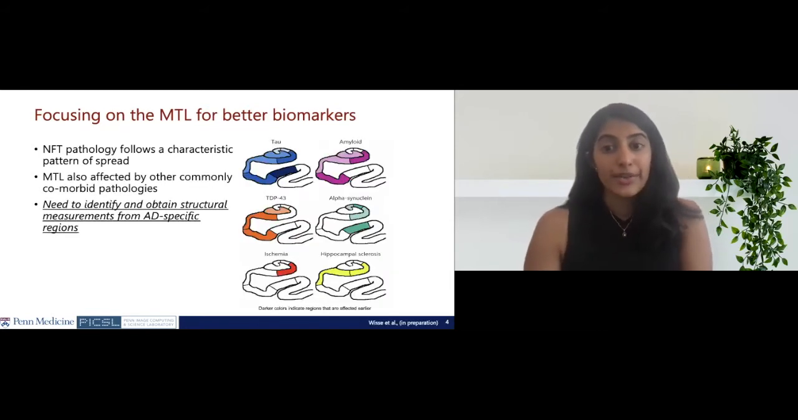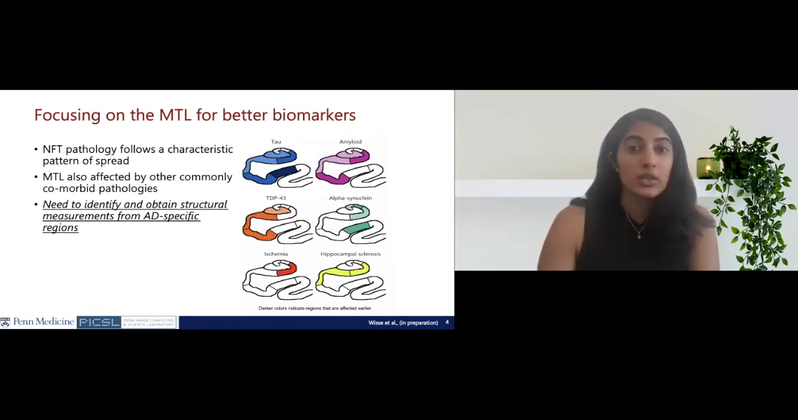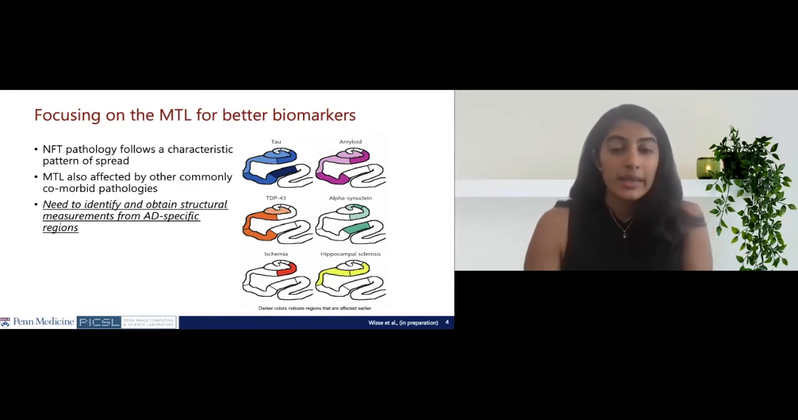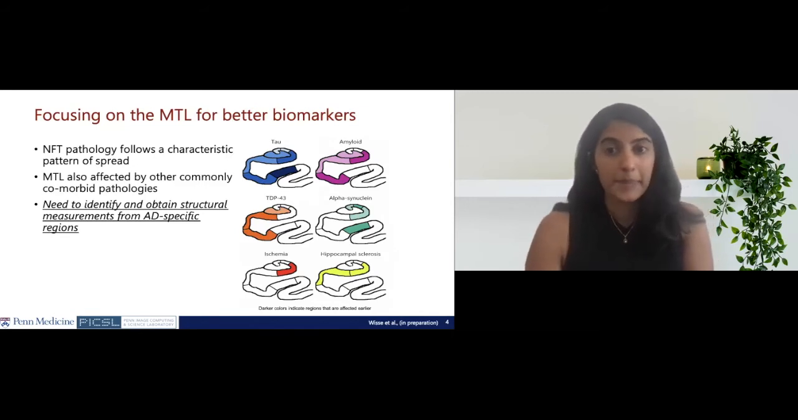When trying to obtain granular measurements from the MTL, one of the challenges is that multiple other pathologies are frequently comorbid in patients with AD. These pathologies also affect MTL structure. However, it is thought that the different subregions are differentially vulnerable to the different pathologies. Therefore, by obtaining measurements of the MTL in regions which are affected specifically by AD, we can obtain better biomarkers that are more sensitive and specific to Alzheimer's.